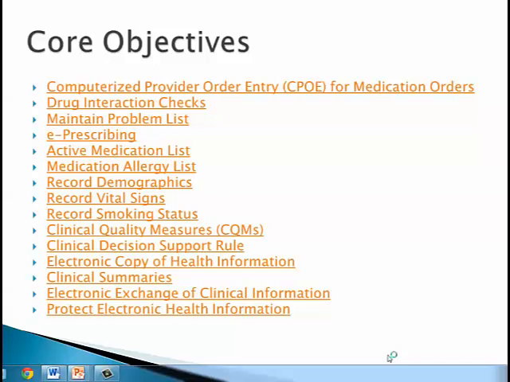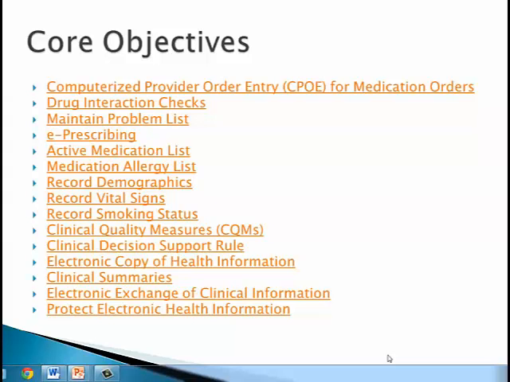Next, need to maintain an active medication list. You need to be able to look at and see what medications the patient is on at any given time. Also, a medication allergy list. What is the patient allergic to? Is the patient allergic to penicillin? Then you can't prescribe penicillin. There's checks in the background that usually take place.